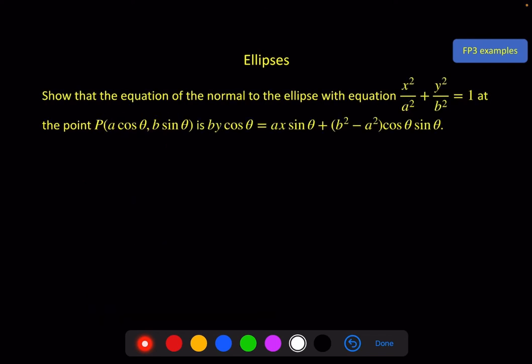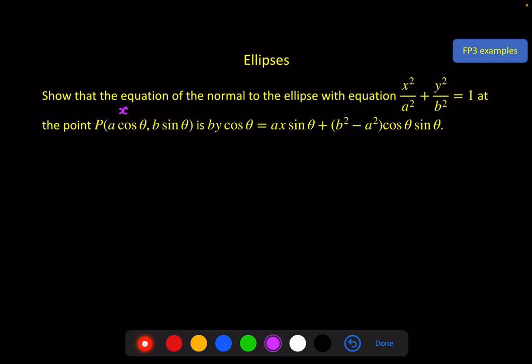A more general equation here. Show that the equation of the normal to the ellipse with the general equation this, at the general point this, is this long horrible thing here. So we need to do basically the same thing. We need to differentiate, and in this case I'm going to go straight into parametric differentiation.